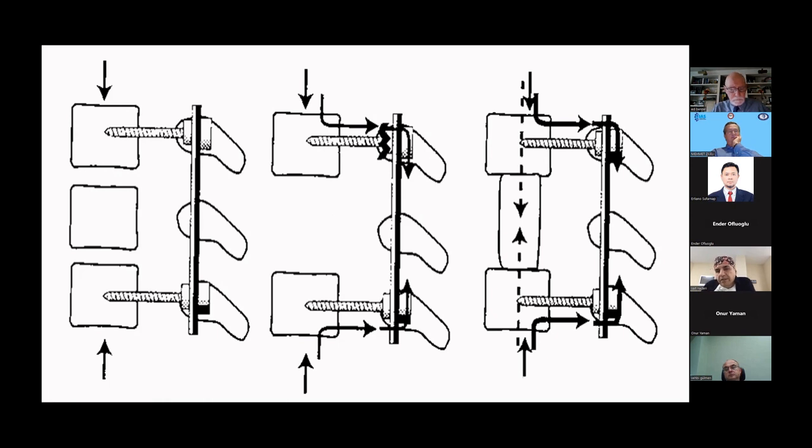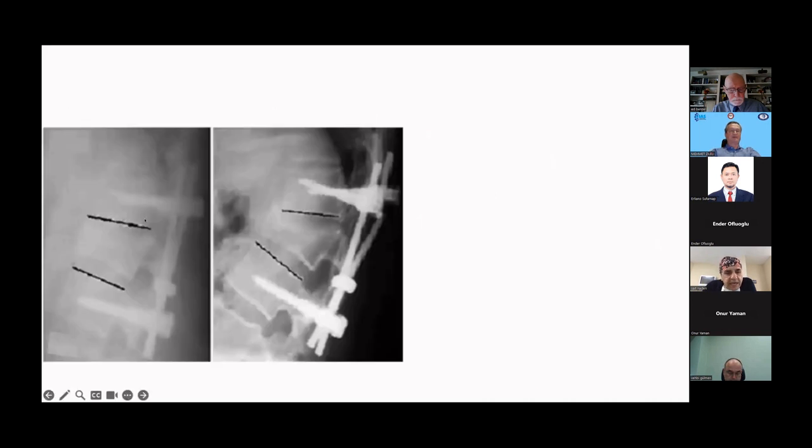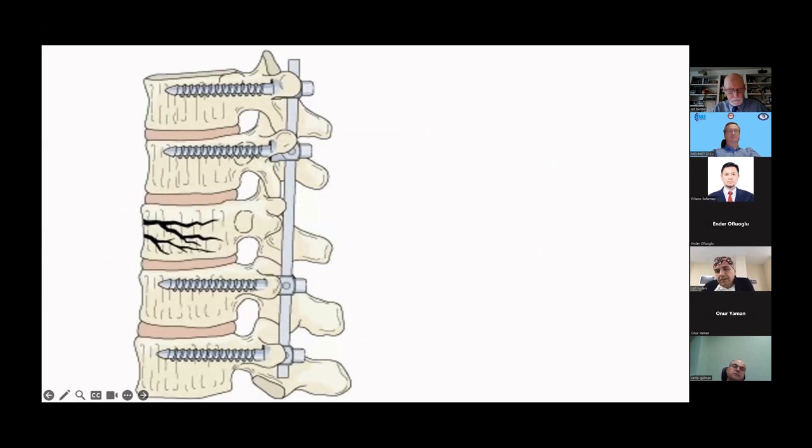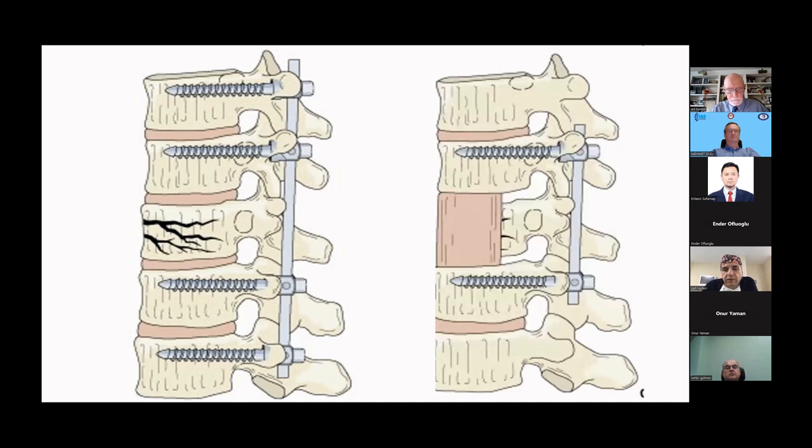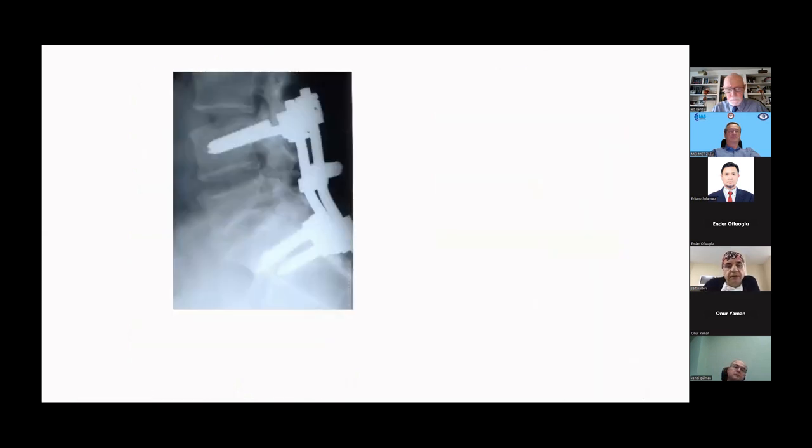Therefore, in order to prevent such a complication, the best strategy is to add a corpectomy graft or cage. You can see here in a burst fracture, if you use a short fixation, with time axial loading may increase and finally the system may fail. In order to prevent such a complication, we have two options. The first option is increasing the length of the posterior system, and the second is the use of additional anterior support.